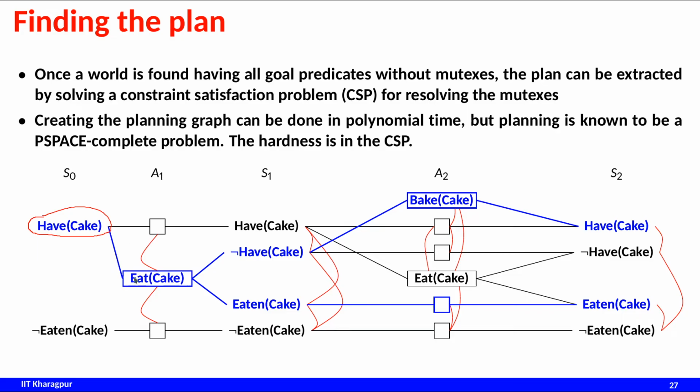And if we select this plan, then at every level the actions are mutually exclusive, so we are honoring the basic requirement. So we can find out the plan by solving a CSP problem.